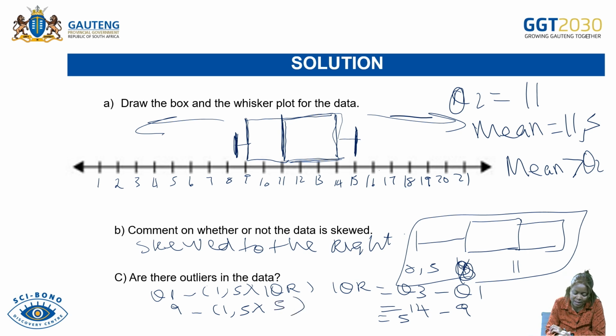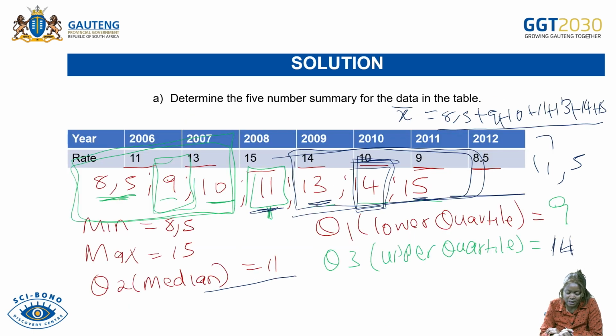So anything that is less than this is going to be an outlier. So I have 9 minus 1,5 times 5. So I'm getting 1,5. Do I have any value in my data set which is less than 1,5? No, I've got 11, I've got 13, 15, 14, 10, 9, and 8,5. So I don't have any number that is less than 1,5, right?